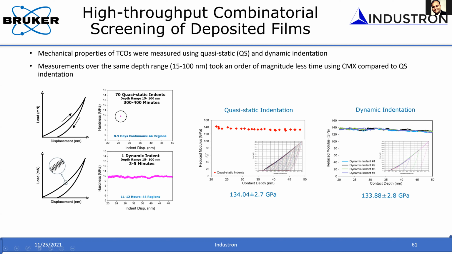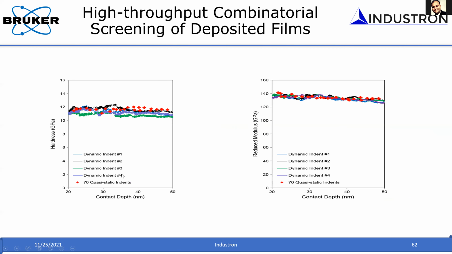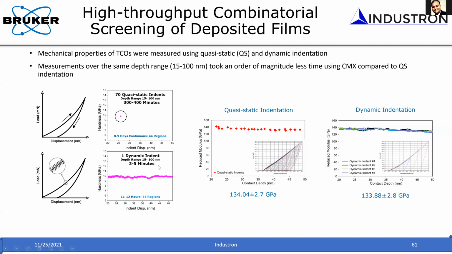Okay, so same thing with the dynamic indentation technique. You can continuously measure this property, you can have a large amount of data, and you can do it within 3 to 5 minutes. So the dynamic indentation technique not only allows you to measure the viscoelastic mechanical response, even for elastic material, you can have high throughput, high density data in a very short time. So that is the advantage. And instead of taking 8 to 9 days to get to know about 44 regions, it only took about 11 to 12 hours, and you have better data with the dynamic measurement technique.